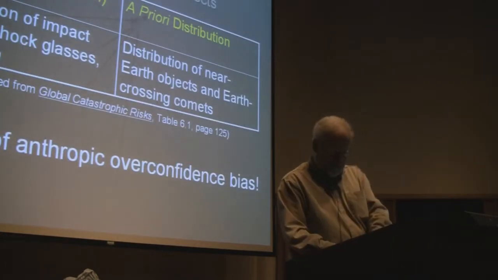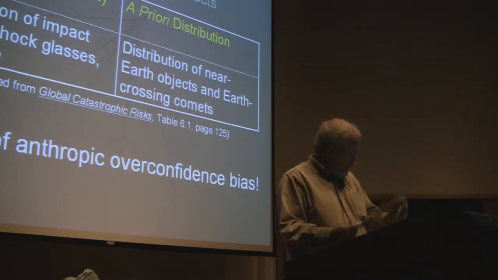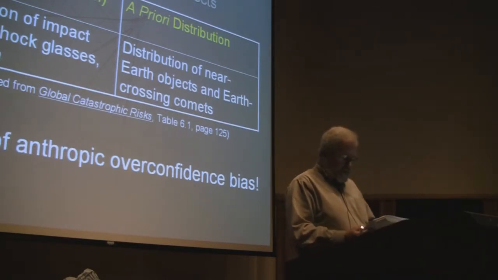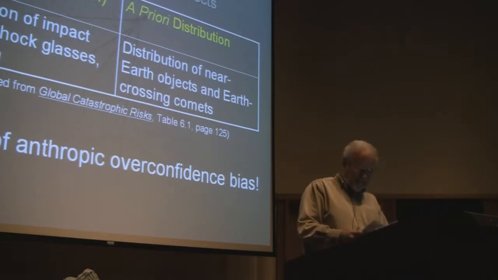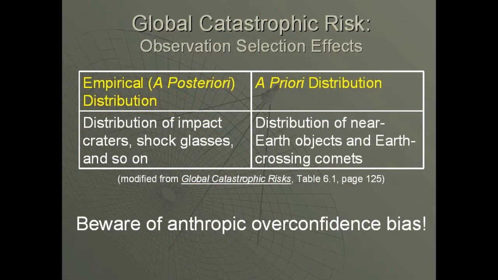Let's see here. And then another, yeah, I got that from the same book. Some really fancy phrases here: observation selection effects and anthropic overconfidence bias. I think academics just sit around making stuff up like this. Because in plain language, all that adds up to is that just because something hasn't wiped us out yet doesn't mean it can't happen. Okay.